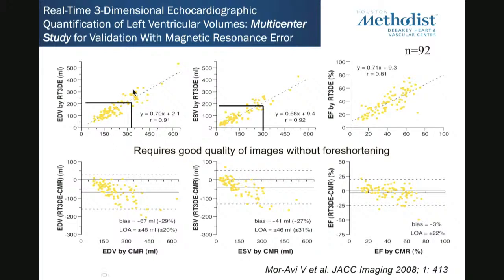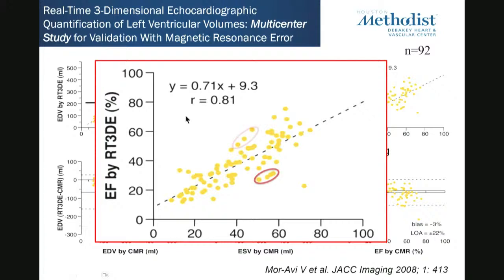And lo and behold, there was good correlation between the volumes by 3D and by CMR. So this is 3D, and this is CMR. And overall, you take a glance, not bad, okay? The problem is the discrepancy. So here's the ejection fraction. So yeah, not a bad correlation, but now you have these outliers at both ends.